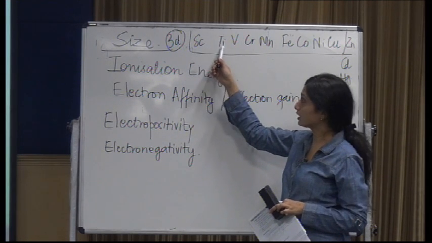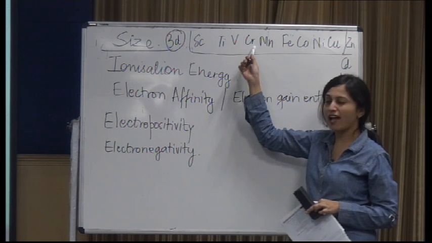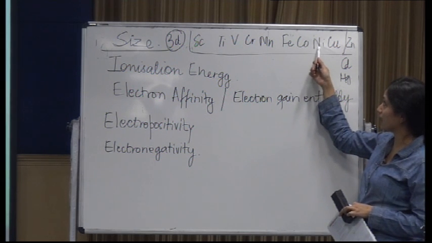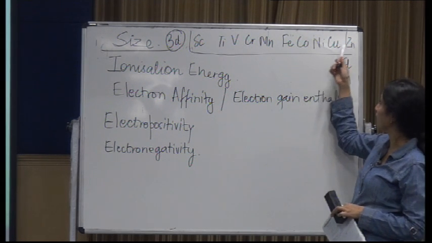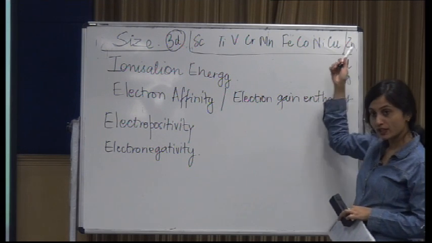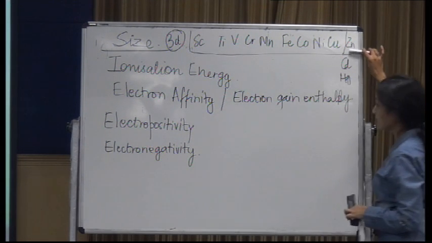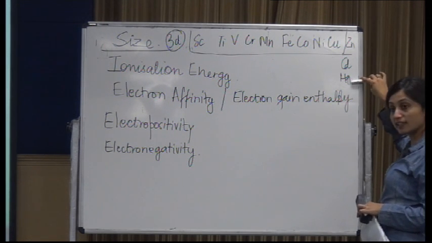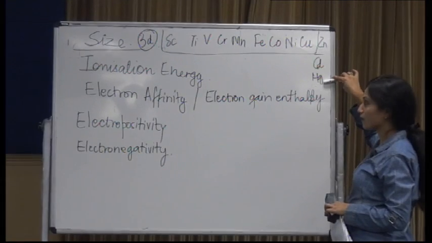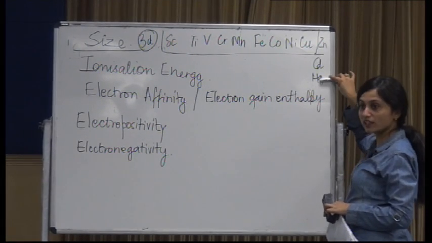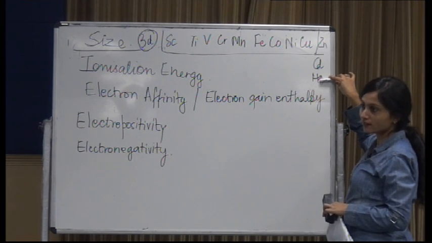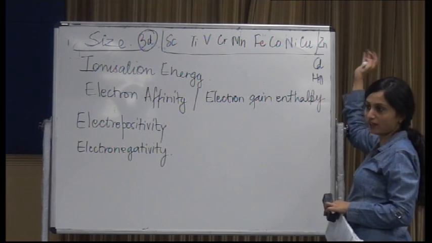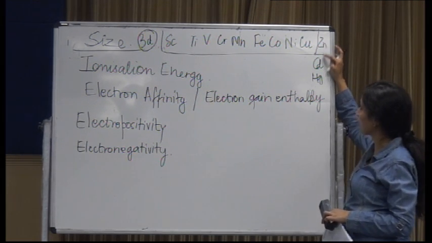3d1, 3d2, 3d3, 3d5 4s1, 3d5, 3d6, 3d7, 3d8, 3d10 4s1, 3d10 4s2. Okay, so if this is 3d10 4s2, this will be 4d10 5s2, then 5d10 6s2. Be careful, this will be 3d10, 4d10, 5d10 and 1s higher. Alright, so this will be 3d10, 4d10, 5d10.